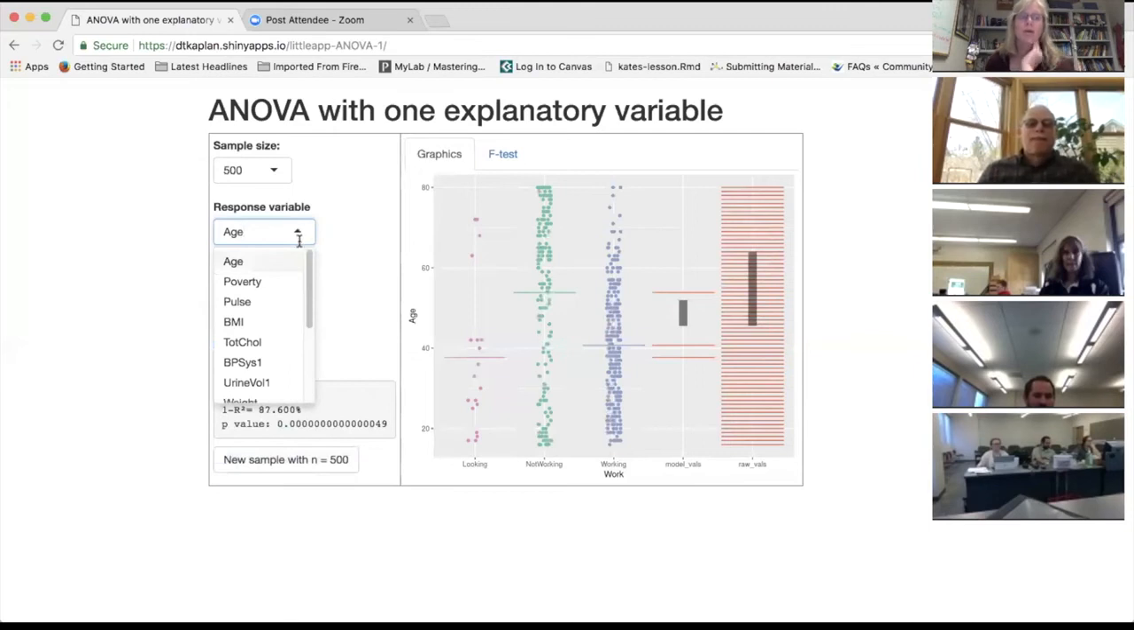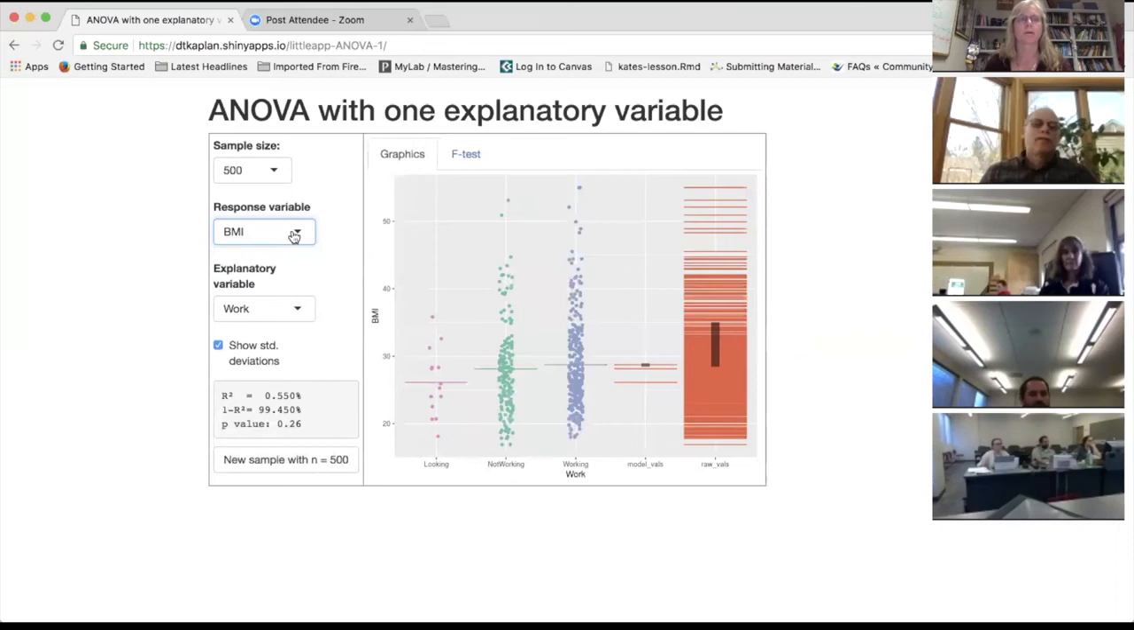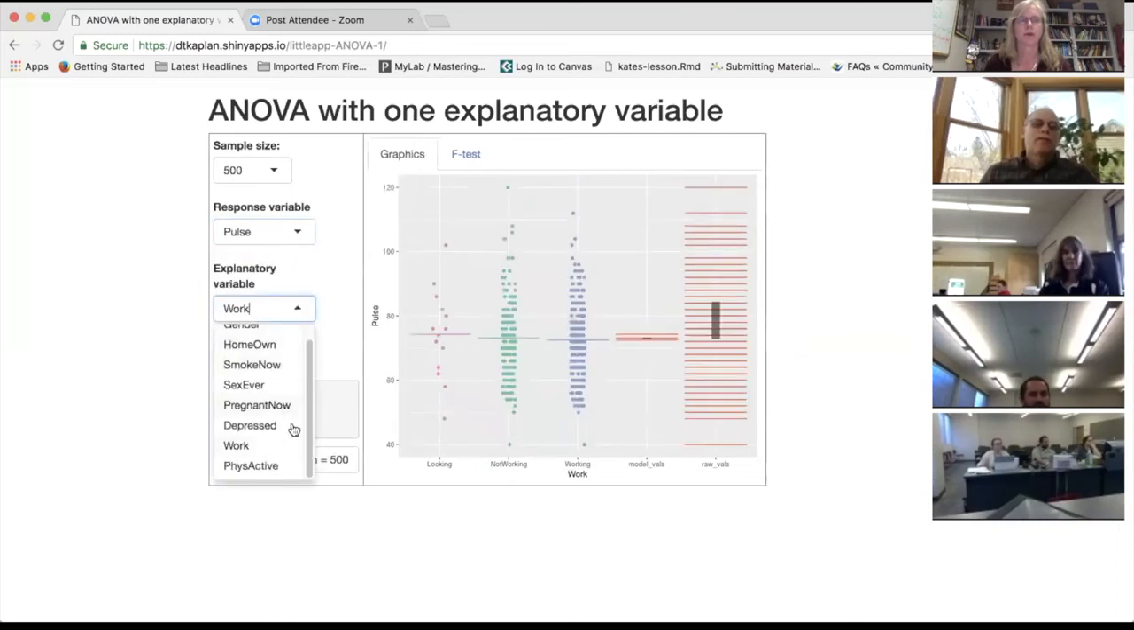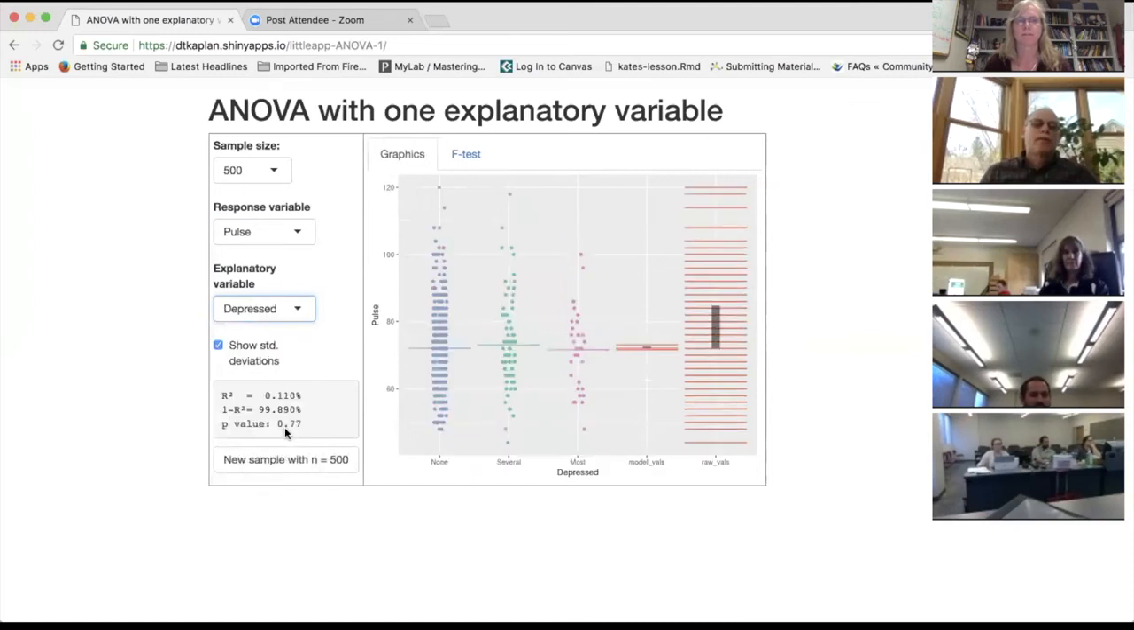And I wanted to show you one other one that I wanted to look at, and I think it was BMI. No, not BMI. Oh, I know what it was. It was still pulse rate. But we're going to look at, instead of work, we're going to look at depressed. And so here again, you can kind of see what's happening.